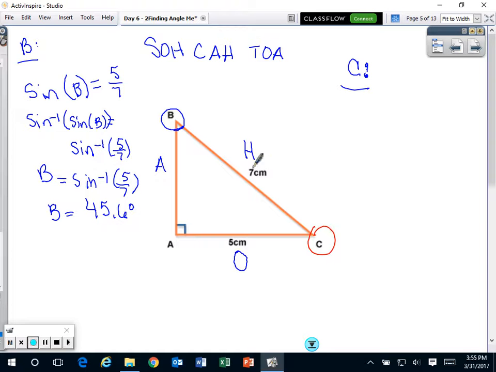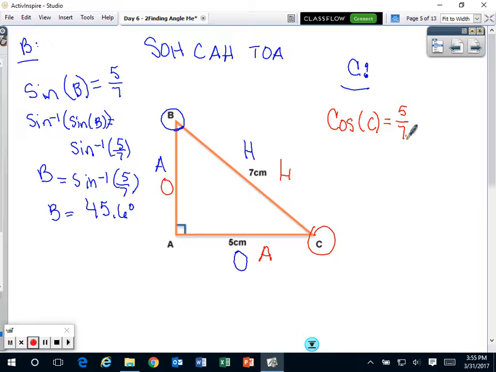Okay, C, my opposite side from C is this side. My hypotenuse is always in the same spot. And my adjacent then is this side. So in this case, I know the adjacent side and the hypotenuse side. So what I'm going to do is use cosine, because that's the one that has the adjacent and the hypotenuse. So cosine of C equals adjacent over hypotenuse, so that's 5/7. And now I've got it set up.